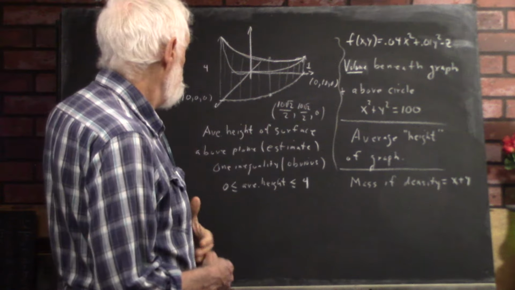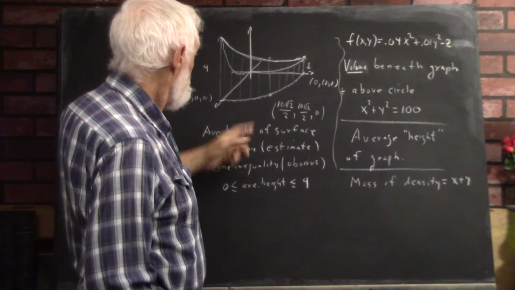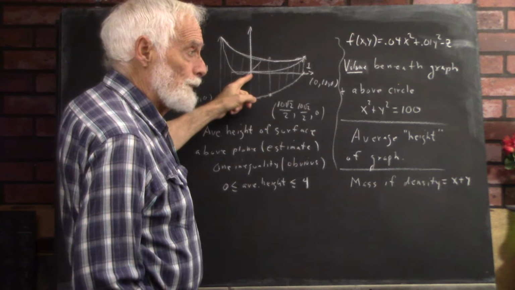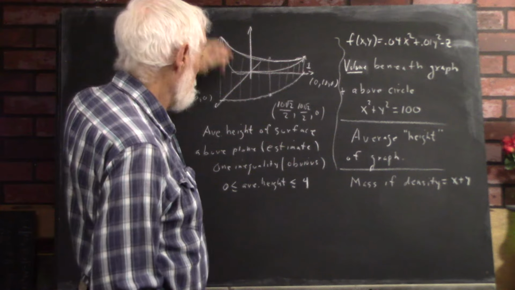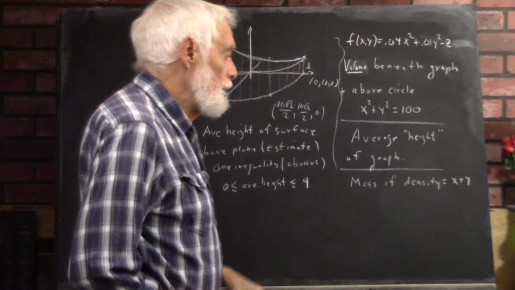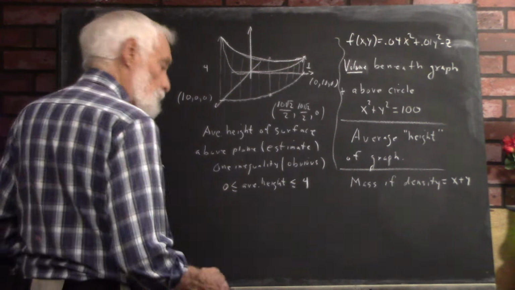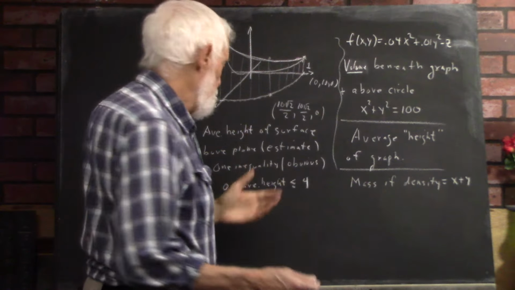And 0 is the minimum, which occurs at the origin. So all the heights are between 0 and 4. The height above every raindrop is between 0 and 4. And that would be a specific answer to the question. The others were somewhat vague.